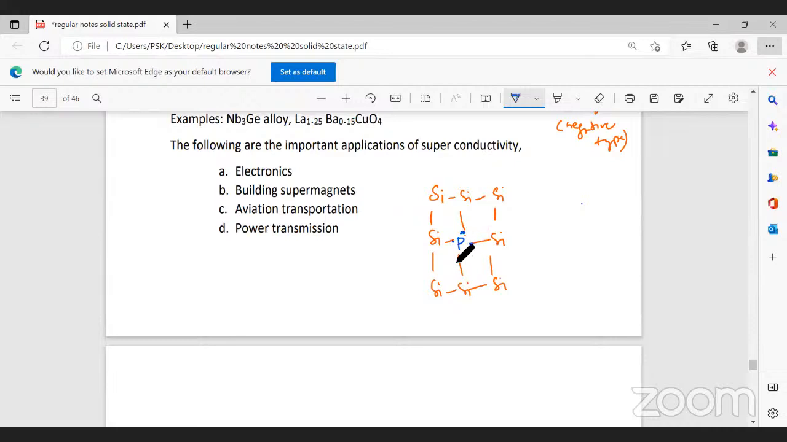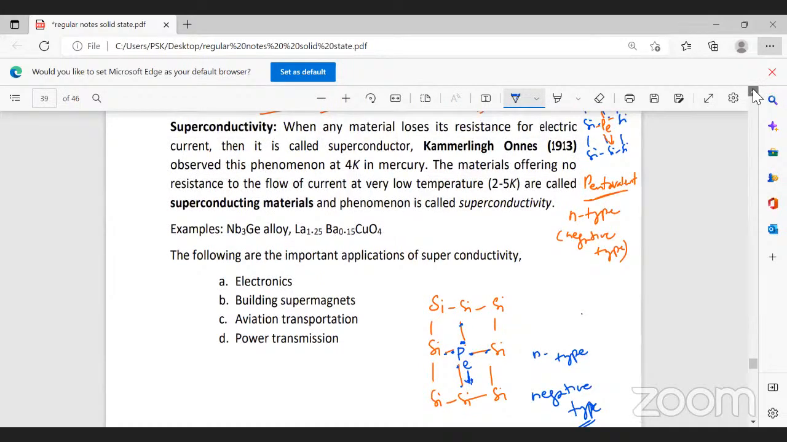Each electron will be involved in bonding with silicon. 4 covalent bonds will be formed. Sharing of electrons is called a covalent bond. The 5th electron is left out free. This 5th electron, which is left out free, its movement will lead to the conduction of current. Now, since electrons are in excess and electron is negatively charged, it's called an N-type semiconductor, or a negative type semiconductor. Did you follow this now? Yes, sir.